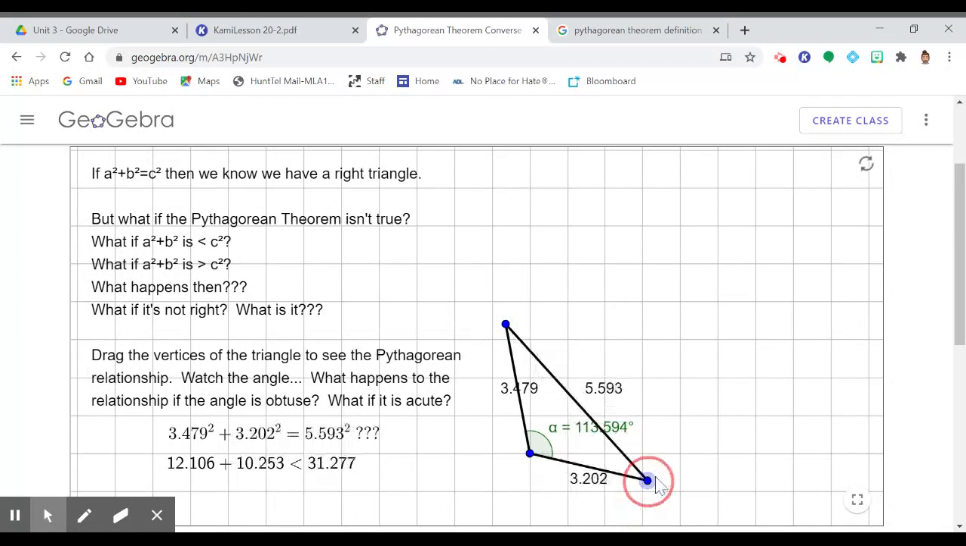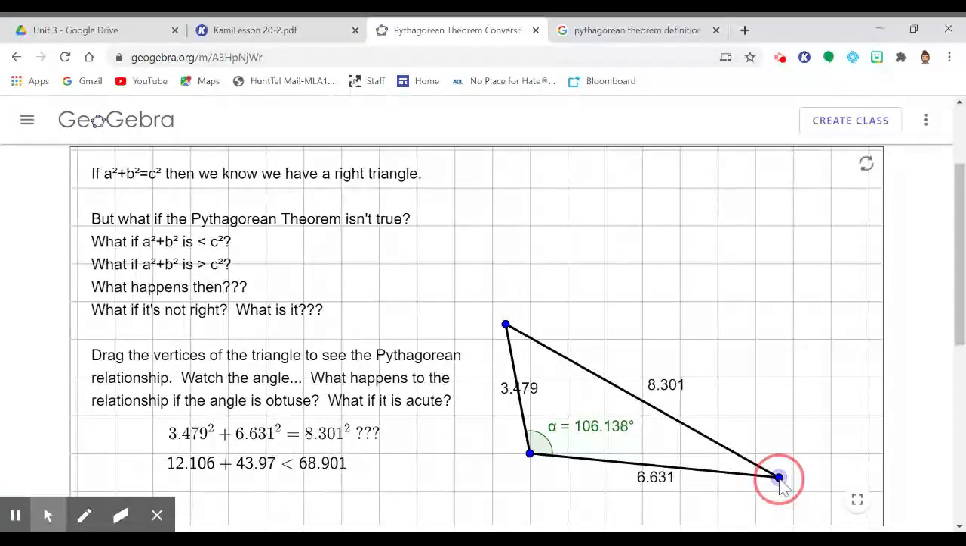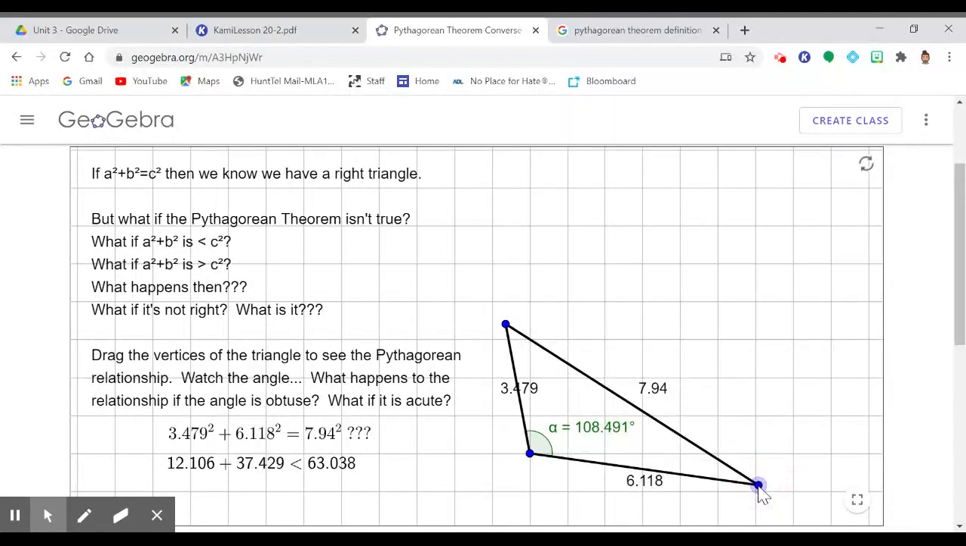Again, I encourage you to go to this link on your own. If we are dealing with an obtuse triangle, and the definition of an obtuse triangle is that it has one obtuse angle, so here we have it, then a squared plus b squared is not equal to c squared. A squared plus b squared is actually less than c squared. So we could add the note here that this is an obtuse triangle if, in fact, a squared plus b squared is less than c squared.